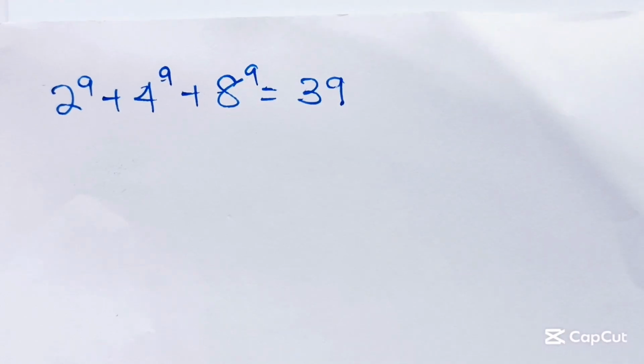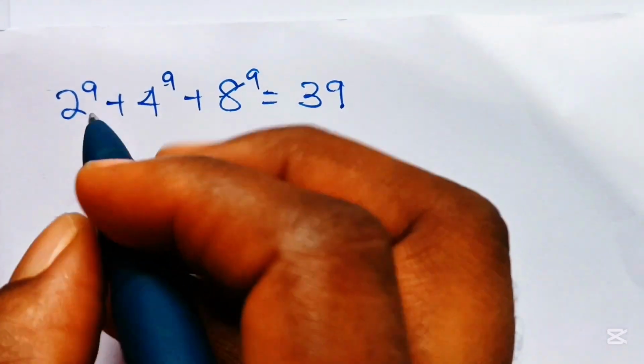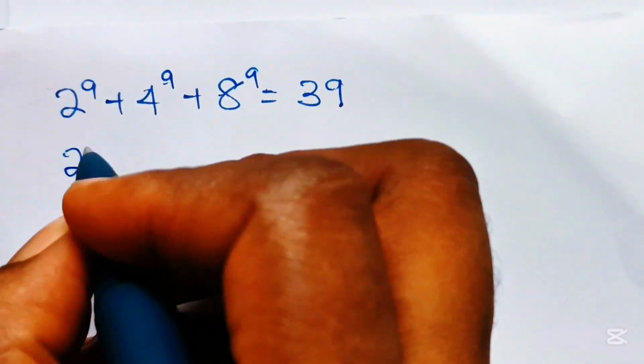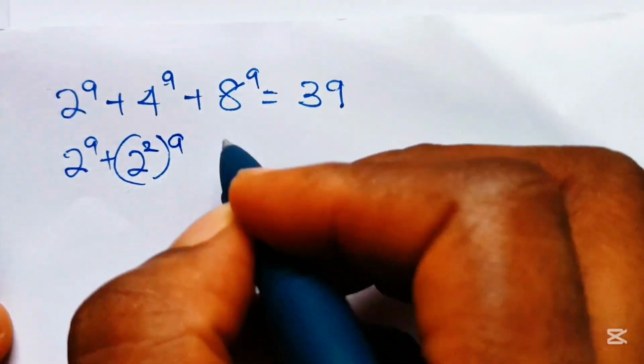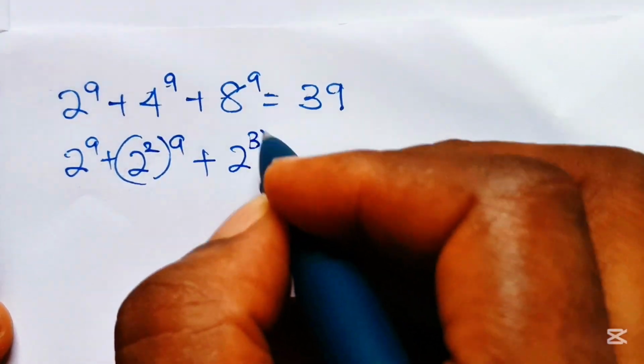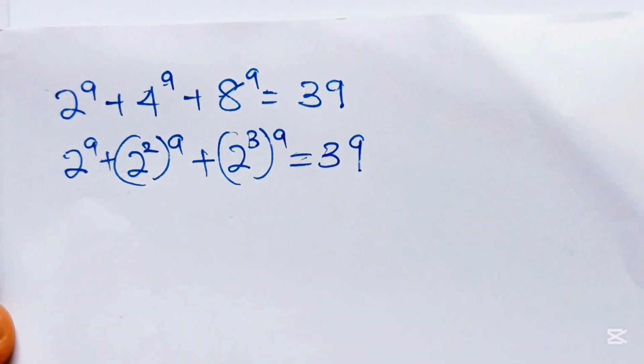Hi everyone. Let's solve for a. Okay, let's put everything in the same base. So we can write 2 to the power of a plus 2 squared raised to the power of a plus 2 to the power of 3 raised to the power of a is equal to 39.